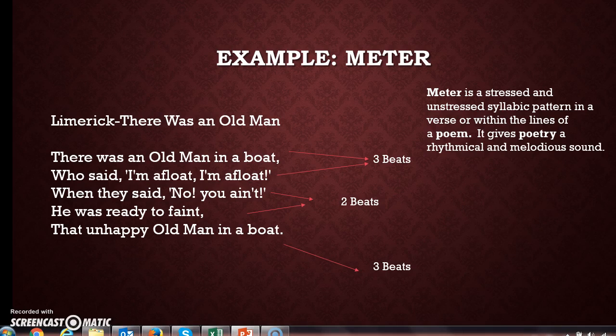There was an old man in a boat who said, I'm afloat, I'm afloat. When they said, no you ain't, he was ready to faint, that unhappy old man in a boat.